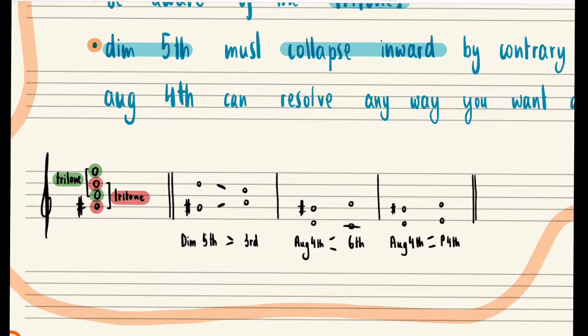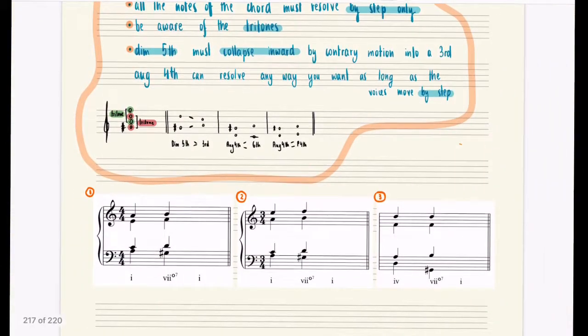And as such, it has got two options. It can either move in contrary motion again by step, and the resolution is going to be the 6th, or one of the voices can move in the same direction as the other voice, so in parallel motion. And this is when the augmented 4th is going to resolve into a perfect fourth. But generally, remember that you always have to move by step, and this is going to make things, for sure, much easier. Okay, we have got 3 examples here.